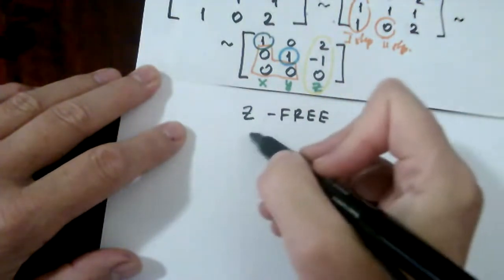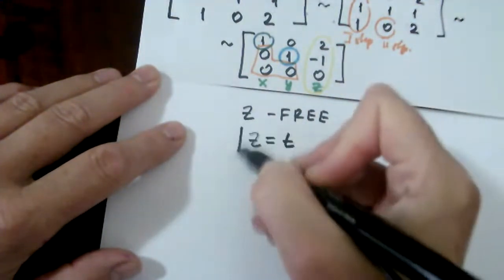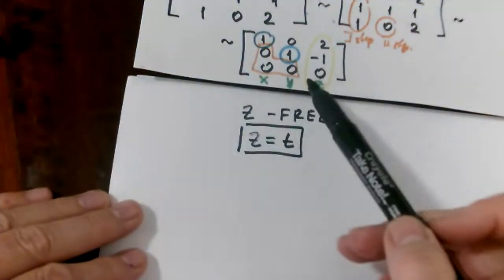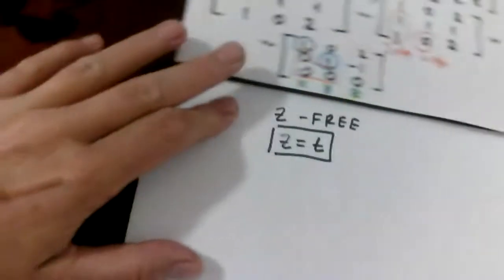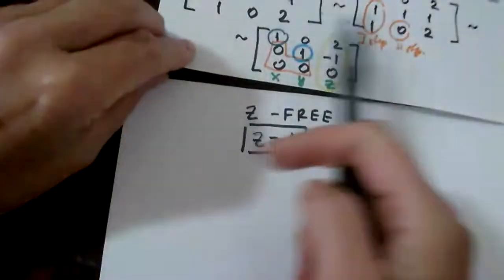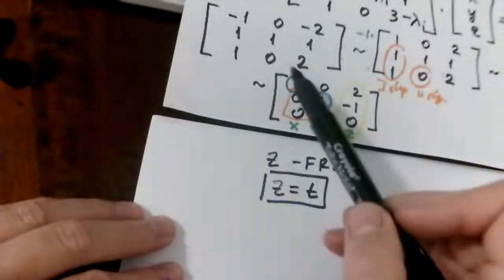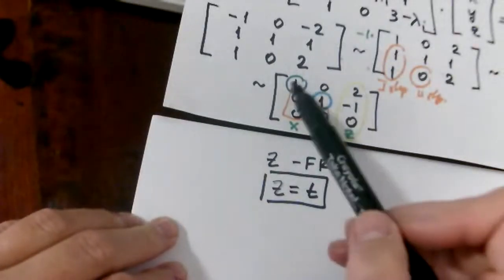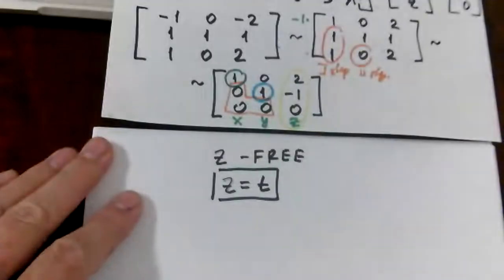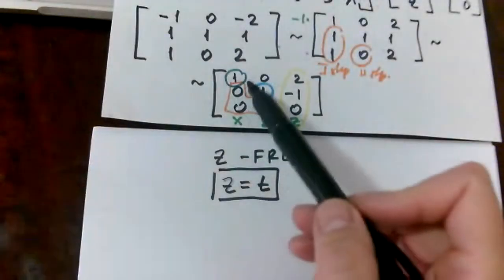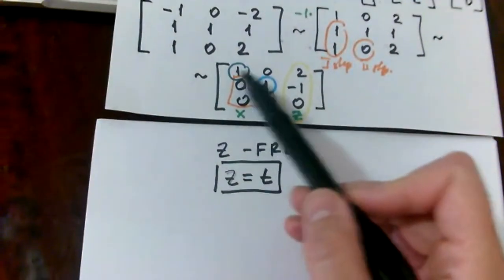And in this case, we denote Z by parameter T. So Z is equal to T. After that, it's time to get back to our linear system. So this matrix actually is a representation of linear equations. And now it's time to rewrite every row like an equation. So the first row has coefficients 1, 0, 2.